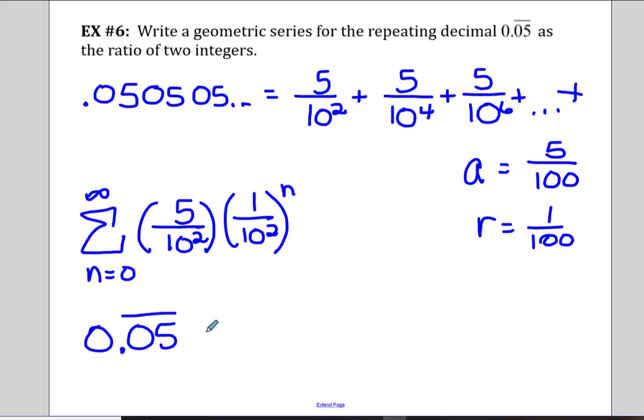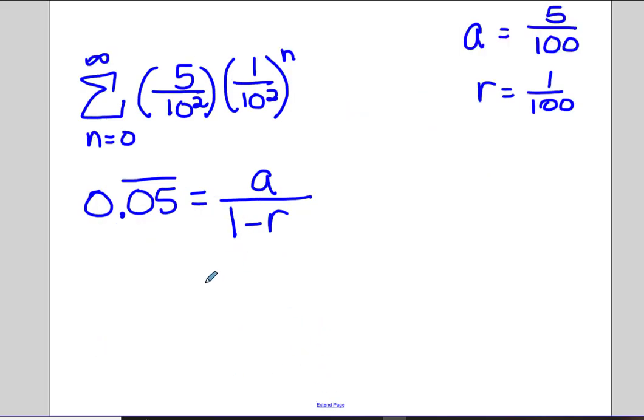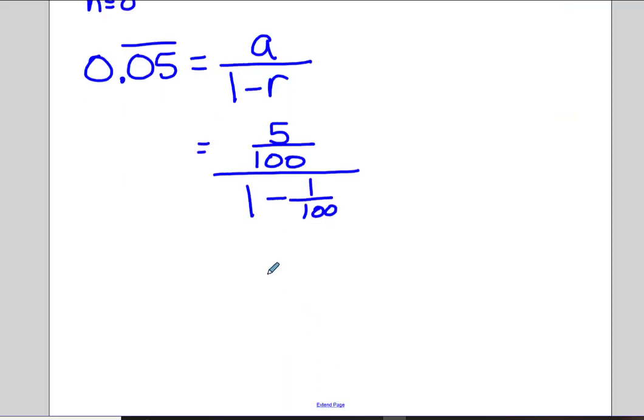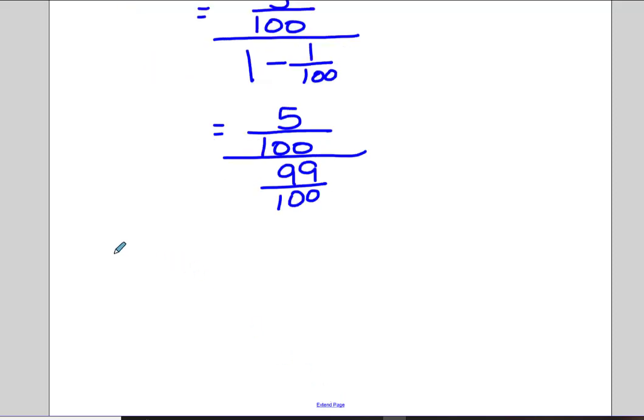So 5/100ths can be summed up using the formula a divided by 1 minus r. We said a was 5 over 100, and 1 minus r was 1 minus 1 over 100, which gives us 5 over 100 divided by 99 over 100. So 5 hundredths repeating is equivalent to 5 99ths.